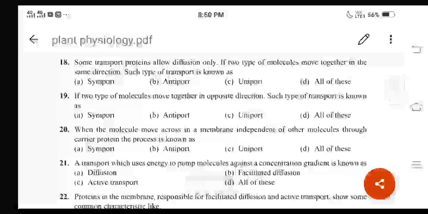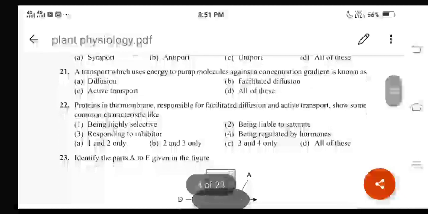Then question number 20. When a molecule moves across a membrane independent of other molecules through a carrier protein, the process is known as. For question number 20, the answer is uniport. Let us move on to the next question, question number 21.